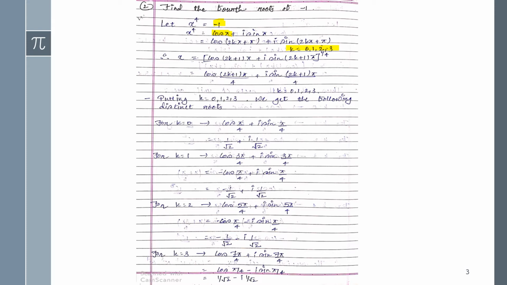Now moving ahead. Here it's given x raised to 4, so you have to remove that 4. For that I'm applying the power 1 upon 4 on both sides. So x equals cos of 2k pi plus pi plus i sin of 2k pi plus pi, whole raised to 1 upon 4. Here what I did: pi is common, so I wrote it outside the bracket. So this becomes (2k plus 1) whole bracket times pi.